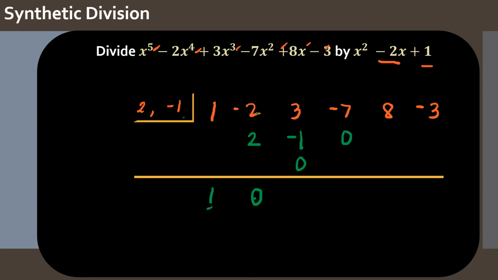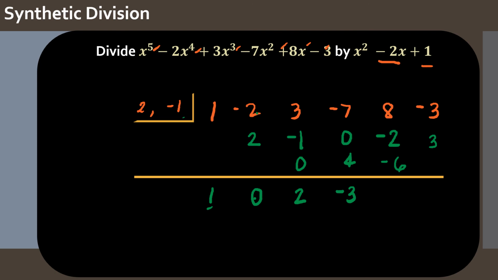Ngayon, i-add ulit natin ang kasunod na column. Positive 3 plus negative 1 is equal to positive 2. Positive 2 times positive 2 is positive 4, and positive 2 times negative 1 is negative 2. I-add ulit ang kasunod na columns. Negative 7 plus 4 is equal to negative 3. Multiply ulit. Negative 3 times 2 is equal to negative 6. And negative 3 times negative 1 is equal to positive 3.